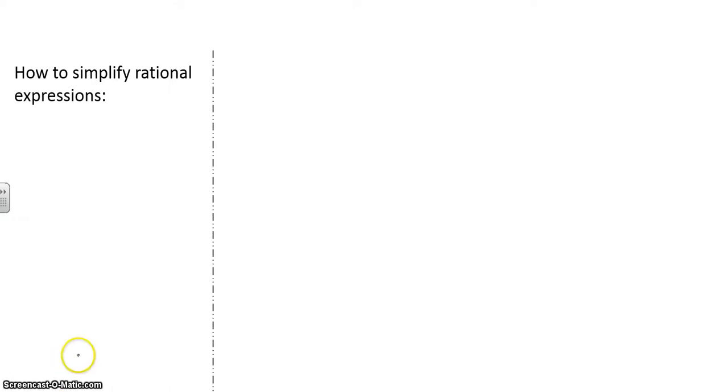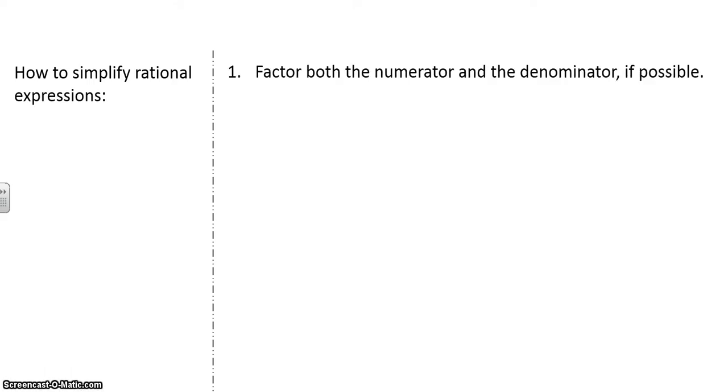So, now we're going to learn how to simplify rational expressions. And a lot of what we do today should be reviewed from Algebra 1. It was towards the end of Algebra 1, so hopefully your teachers were able to get to that. Okay, so first, factor both the numerator and the denominator if possible. So that's your very first step to try.